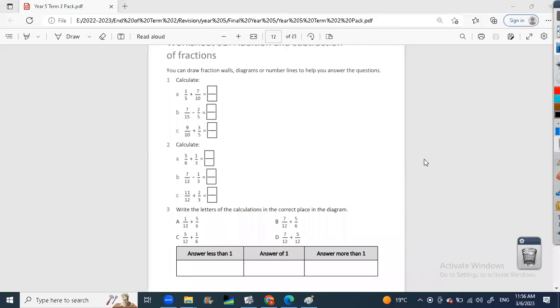Hello again, Year 5, and now we're going to continue our final revision for end of term 2 exams. Now we're going to start with adding and subtracting fractions.